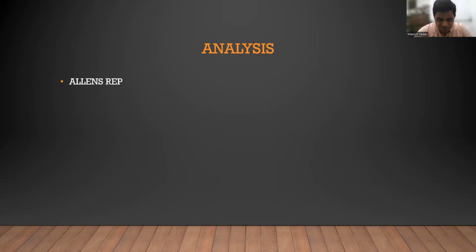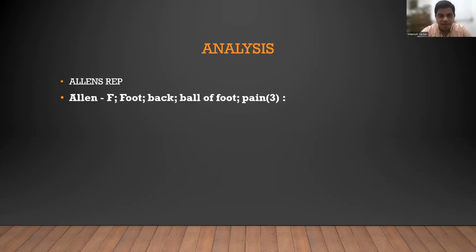Now, what about this case? If you go into Allen's repertory, Allen's F, it is an alphabetic repertory. So you go to F, foot, back, ball of foot, pain. Not left or right, but just the ball of the foot. So you can generalize it, like Kent used to say, generalize, don't become more particular. And there are only three remedies: alumina, merc iod, and silica.